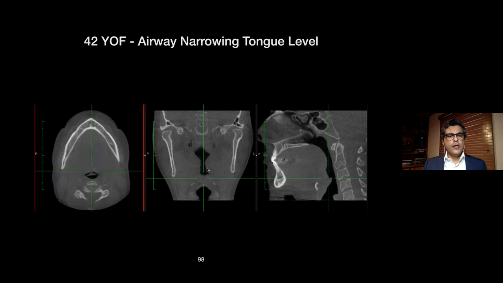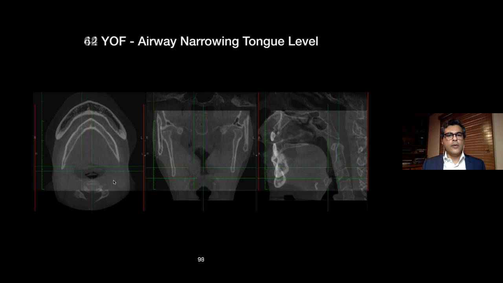Another example of the same 42-year-old patient, at a different level. As you can see, the tonsils were narrowing the airway at the soft palate oropharynx level. And as we move down to the level of the posterior one-third of the tongue, these are the lingual tonsils, which are enlarged. They are opacifying the laryngeal vallecula and also narrowing the airway at this level as well. This is my last slide.